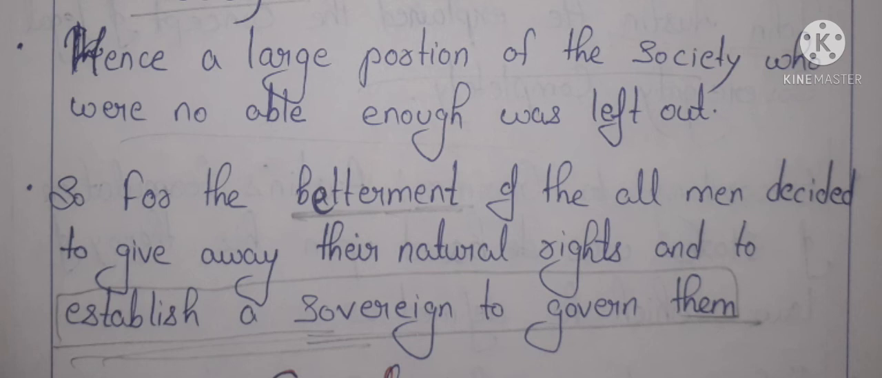Hence a large portion of the society who were not able enough was left out. So for the betterment of all, the men decided to give away their natural rights and to establish a sovereign to govern them.